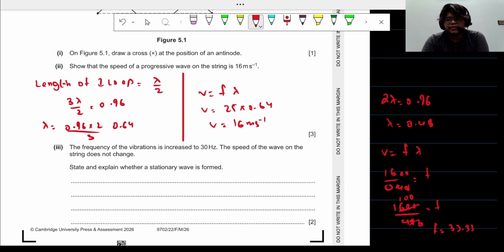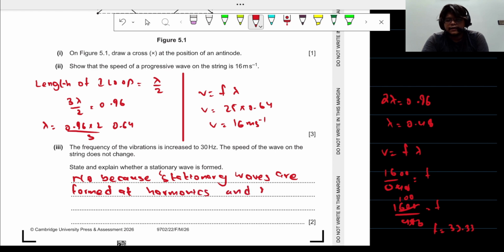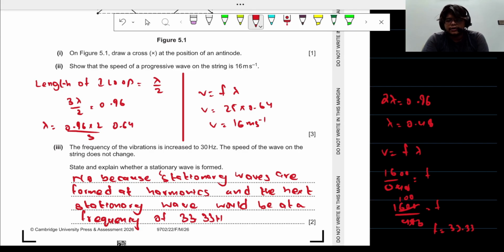All right. So the student explains whether a stationary wave is formed. So no, because stationary waves are formed at harmonics, and the next stationary wave would be at a frequency of 33.33 hertz, right?